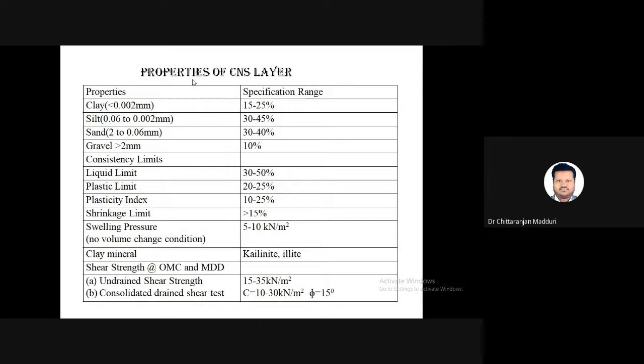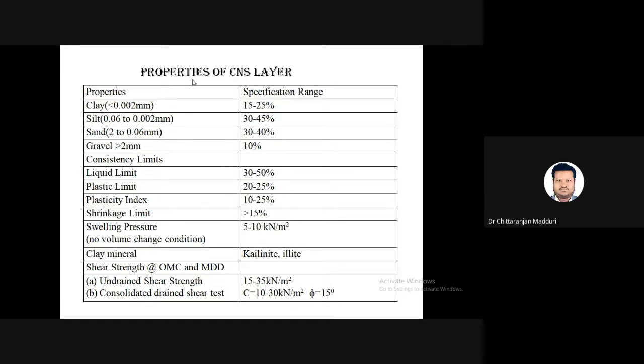The clay mineral contained in the CNS layer is kaolin or illite. In the case of kaolin, the two structural units are bonded by hydrogen bonds. Hydrogen bonds are strong in nature, so they cannot allow water to enter the lattice structure of the clay mineral. In the case of illite, the two structures are bonded by potassium ions. That's why the clay mineral exhibits only medium swelling and medium shrinkage.